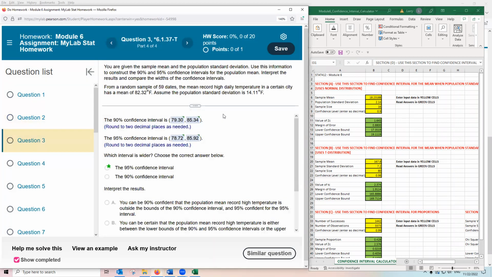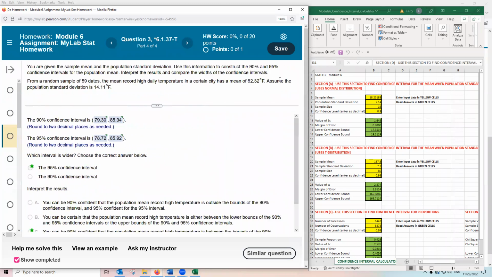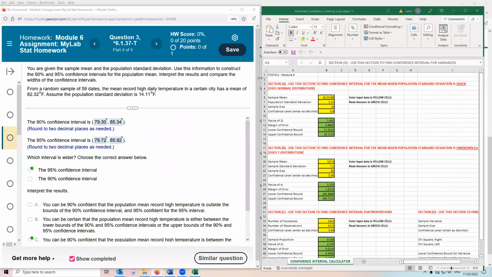So let's do a confidence interval calculation. So it says here, you're given a sample mean and the population standard deviation. Construct a 90% and 95% confidence intervals and interpret the results and compare the width. All right, now let me go to this Excel spreadsheet for a second. And let me actually make this a little wider here, so we could see it.